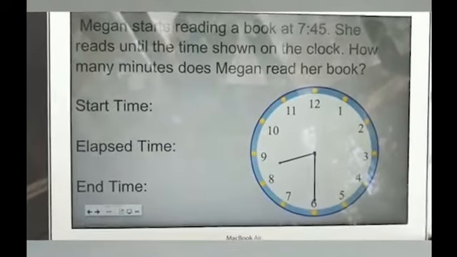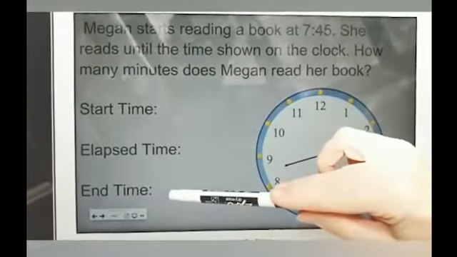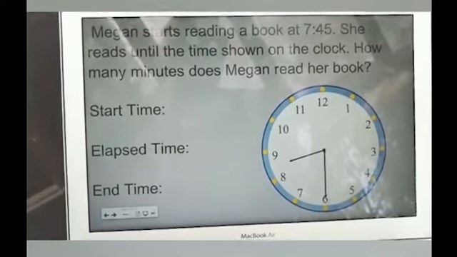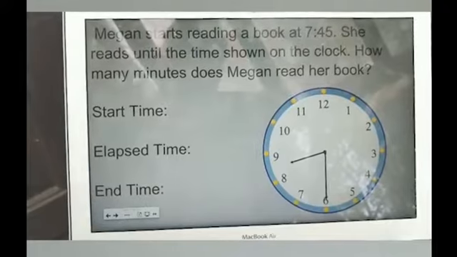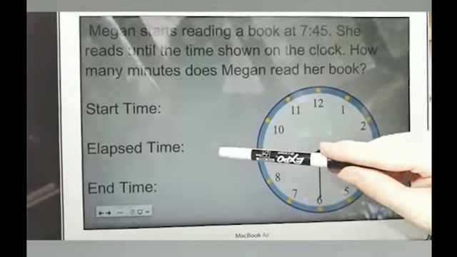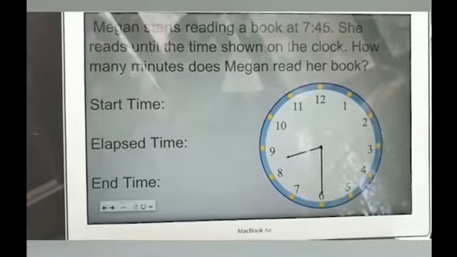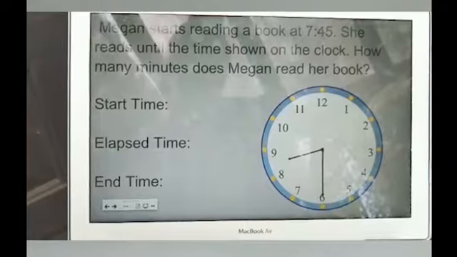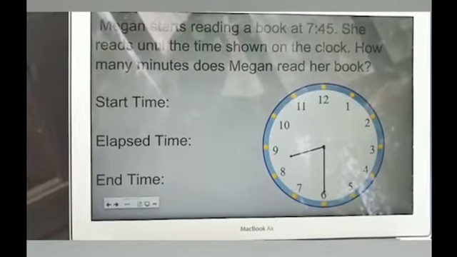So let me give you a hint about the start time and the end time. Those are real times like you would find on a clock, like something started at this time and ended at this time. Elapsed time is in minutes or hours. It's how much time has gone by. So let's see if we can read this problem and determine which pieces of information we have.